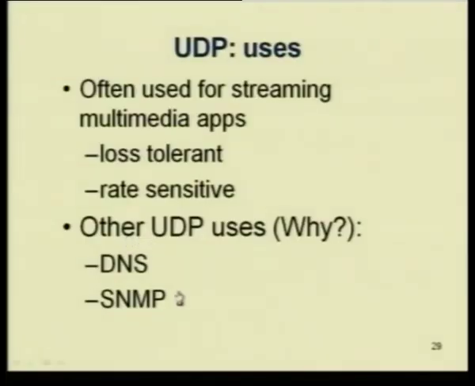Other uses of UDP are in services like domain name services, SNMP and so on. These again are applications where I may not require the high reliability that is provided by the TCP protocol. DNS is domain name service, which is used for resolving your domain name. Suppose we specify something like www.google.com, it gets translated to a corresponding IP address. This translation between www.google.com and the IP address is essentially done by a service called DNS.